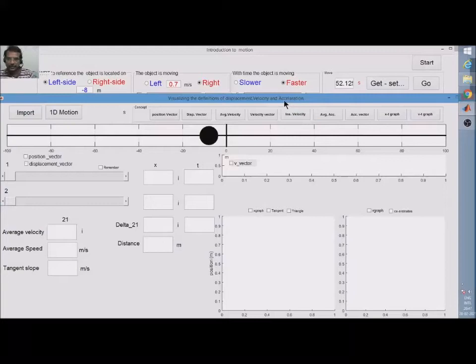Hello everyone, in this video let us understand the concept of velocity time graph. For that we'll be looking at the motion of the object and the position time graph. From that we'll be constructing the velocity time graph.